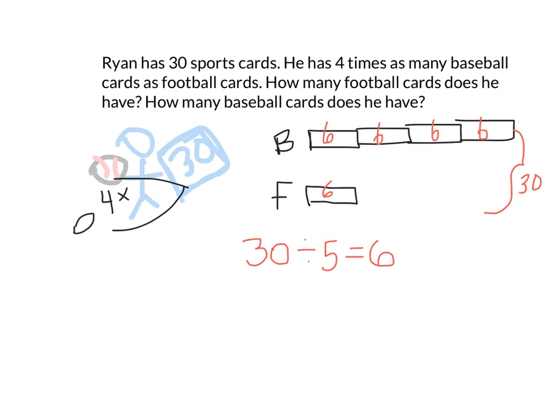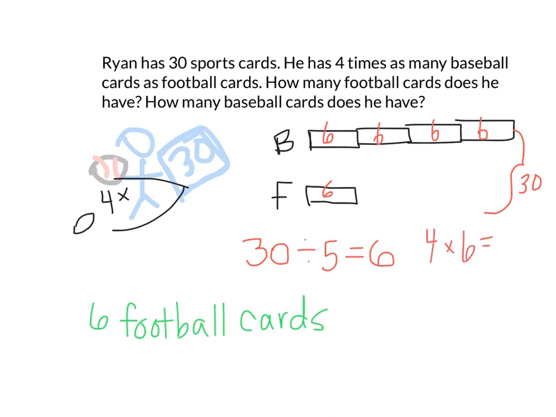If I look at that, I can see that Ryan has 6 football cards. So I can say Ryan has 6 football cards. Now, to figure out how many baseball cards he has, I know that he has 4 times as many, so he has 4 times 6 baseball cards, which means that he has 24 baseball cards. So Ryan has 6 football cards and 24 baseball cards.